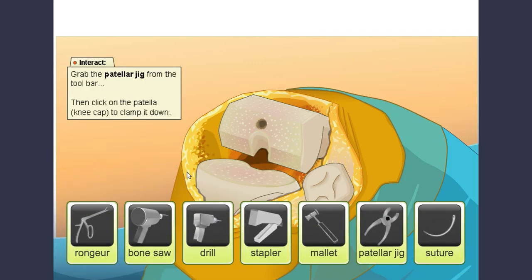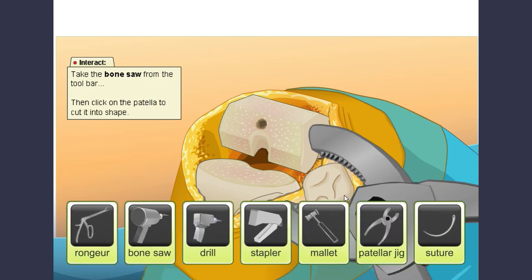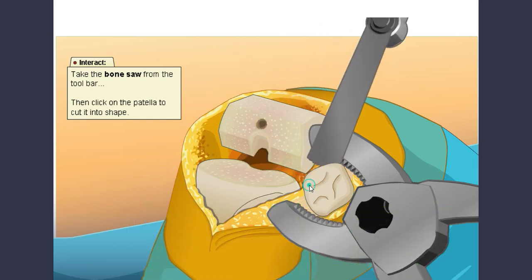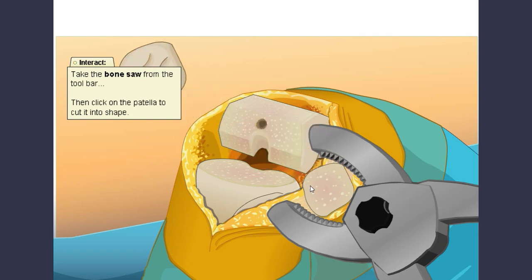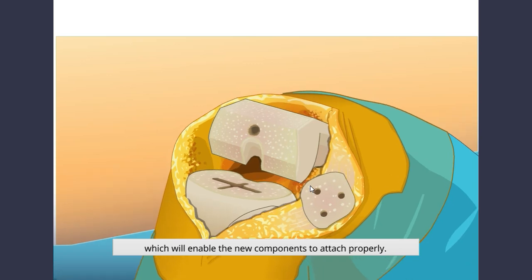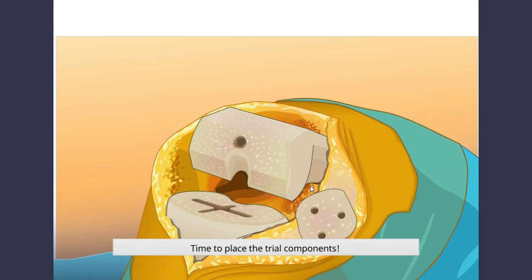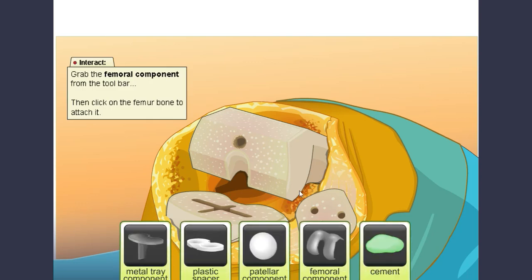Now we'll use the patellar cutting jig and bone saw to remove the back of our patient's patella. Holes in the tibia and patella are drilled and chiseled out, which will enable the new components to attach properly. Time to place the trial components. First, a range of motion tests to assure component fit.